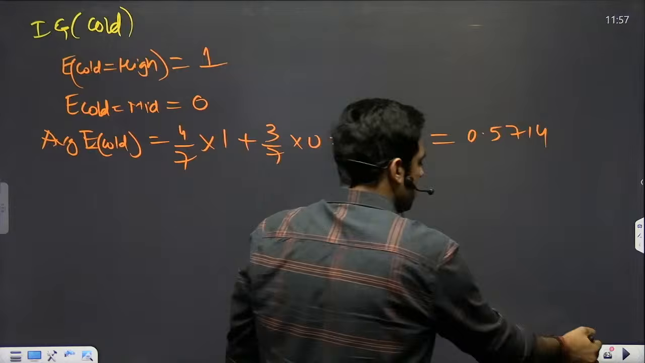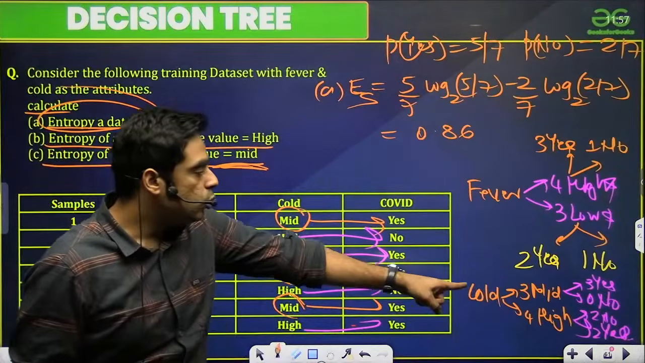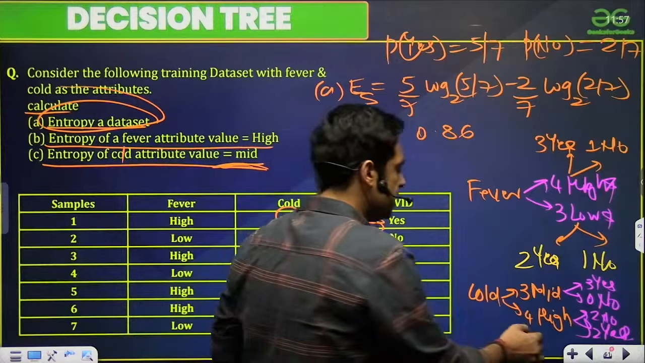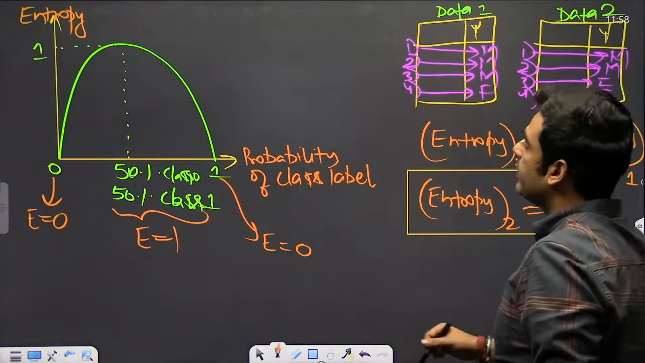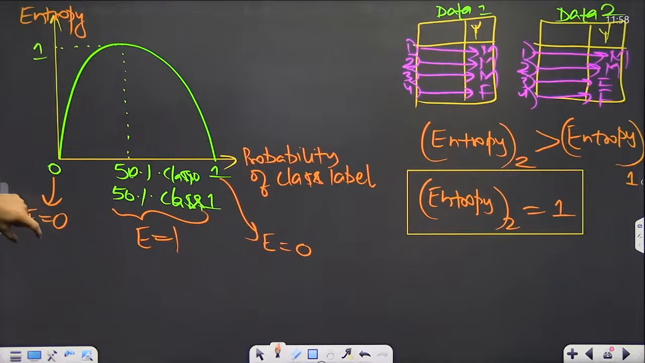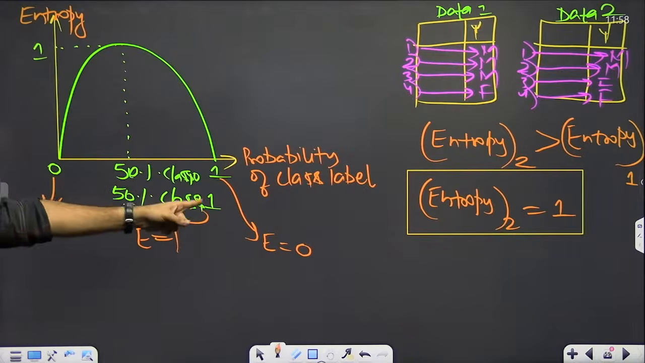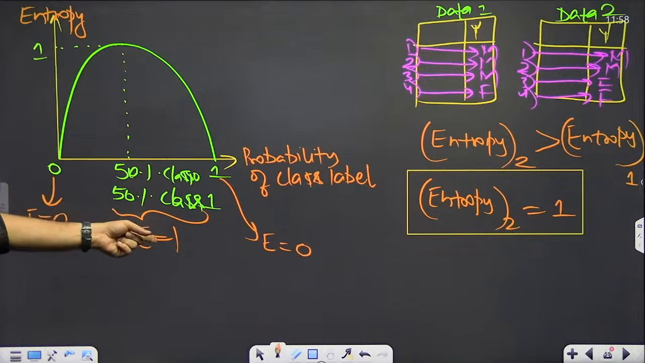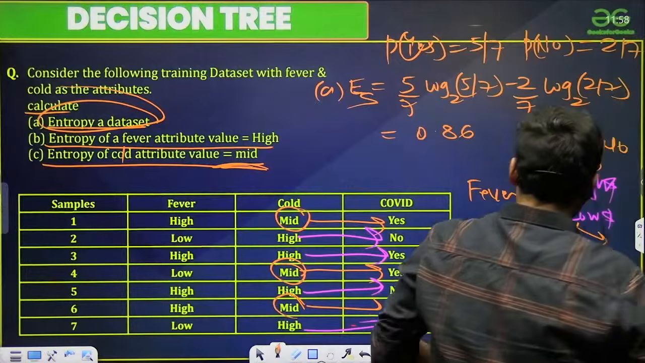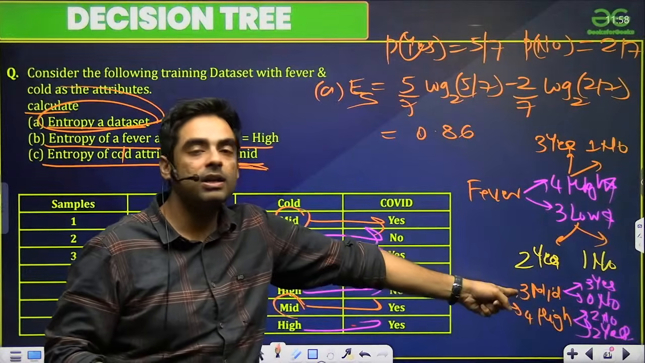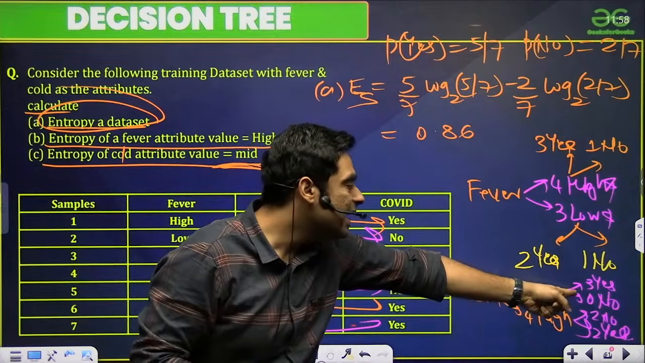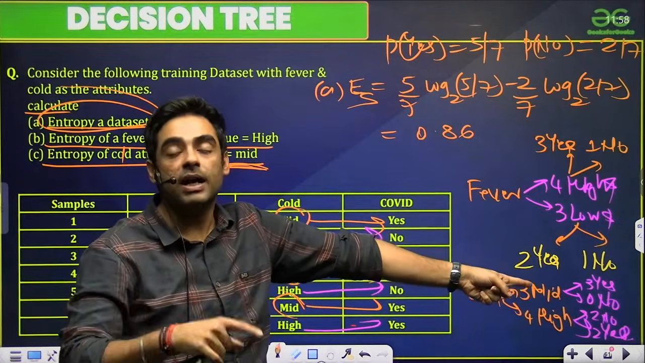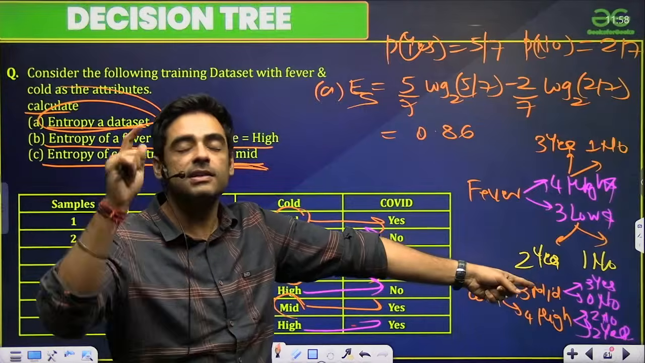Again I would explain, very simple. When I have a pure data set, for example only class 0, the entropy is 0. When I have a highly impure data set, 50% class 0 and 50% class 1, the entropy is 1. Similarly, I have 3 yes and 0 no for class mid, so the entropy is 0, because that is a pure mixture.